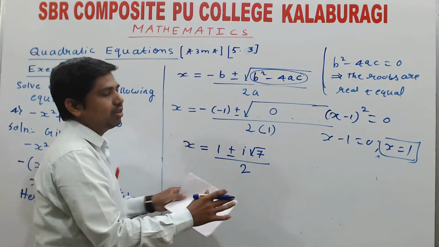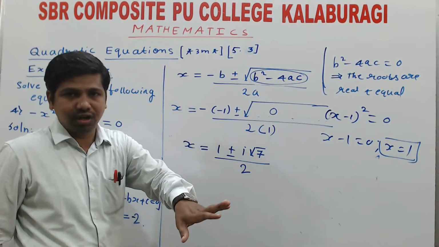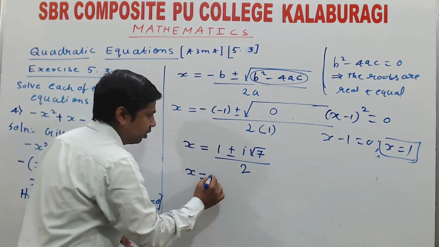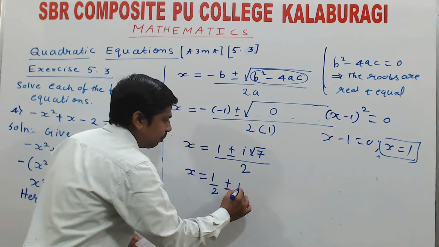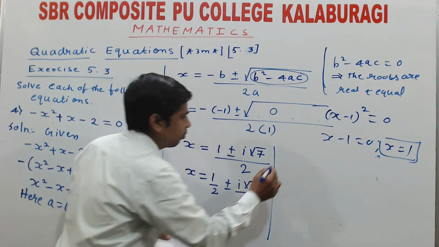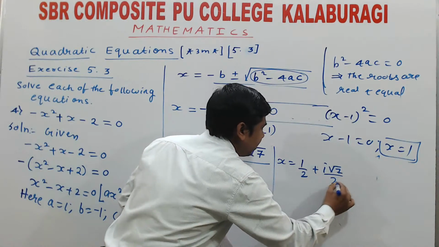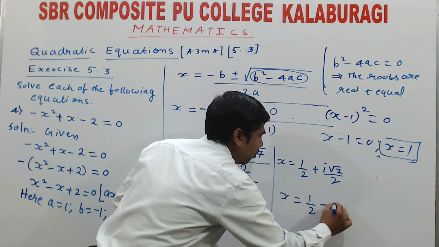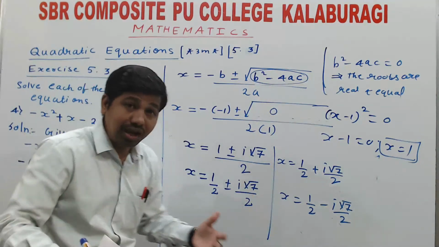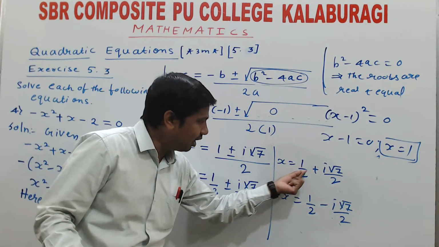And I'm telling you that if one of the roots is a plus ib, then one more root will be its conjugate, because there is no need of expressing the form a plus ib. Just this I can write in this form also: 1 by 2 plus or minus i root 7 by 2. That indicates one of the roots is 1 by 2 plus i root 7 by 2, and one more root is 1 by 2 minus i root 7 by 2. So these are the two roots, which are complex numbers in the form a plus ib.